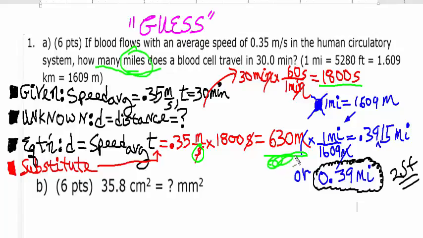Therefore, we have a unit conversion problem. We use the conversion equation: 1 mile is 1609 meters, to form a unity fraction. We multiply and we get 0.3915 miles. However, this is a two significant figure problem, so we must round our result to two significant figures, so we get 0.39 miles.